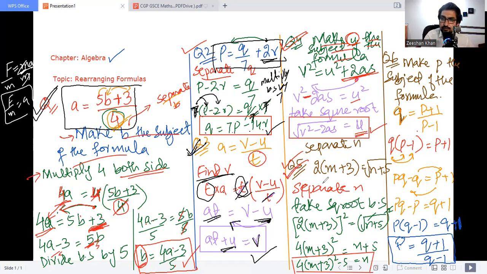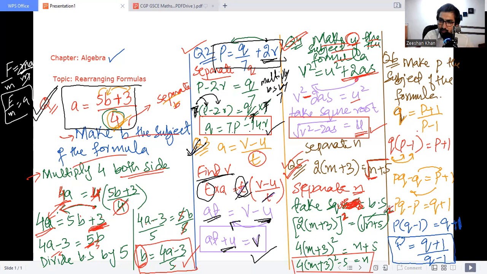Okay, question number 5. So here we will separate n. So n is here, you can see. So there is an under root. First of all, we have to remove this under root, this square root. In order to remove this square root, take square both sides, not square root. Take square both sides. So square can actually cancel out that square root. So we will take square here, we will take square here.